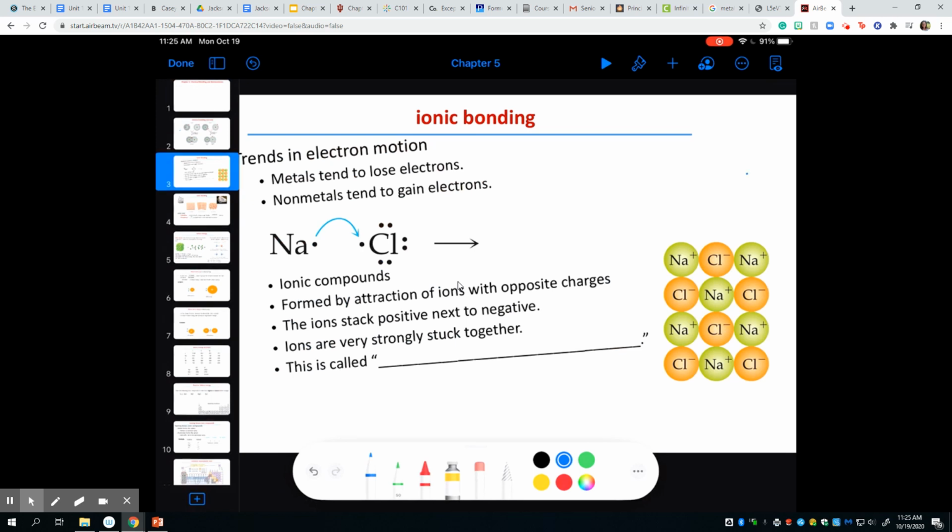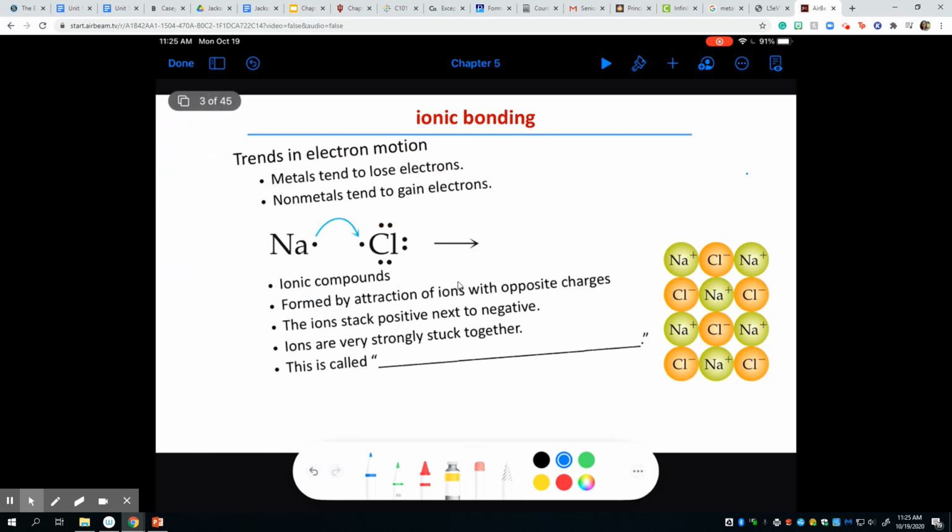I messed it up. All right, so ionic bonding, the trends in electron motion. Here's the trend. This isn't always the answer, but it is definitely the trend. Remembering that a trend means this is typically what happens. So a metal tends to lose an electron, and a non-metal tends to gain an electron. So we see in this example, you have sodium chloride here.